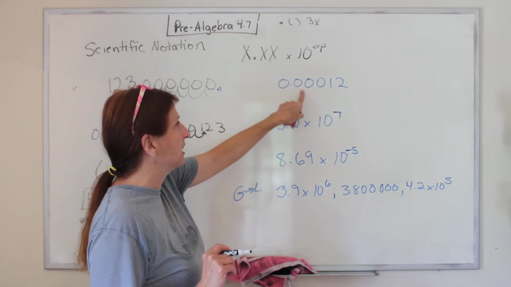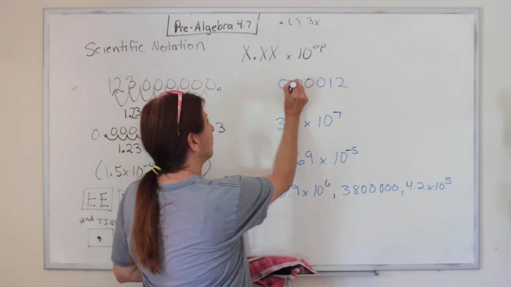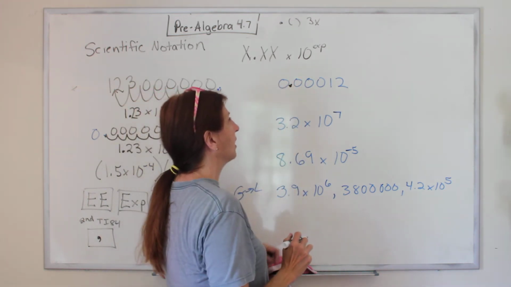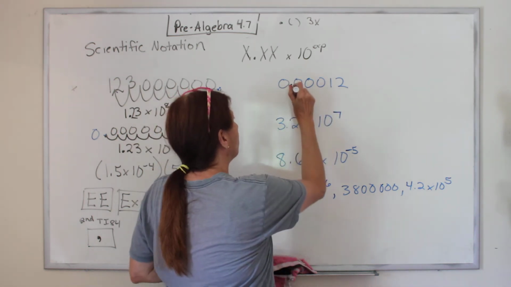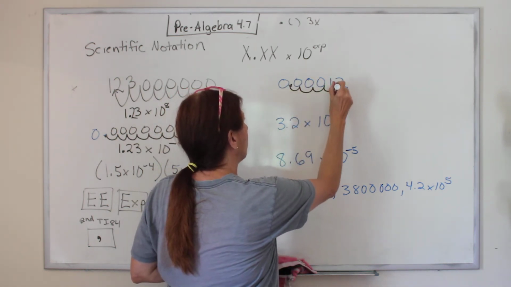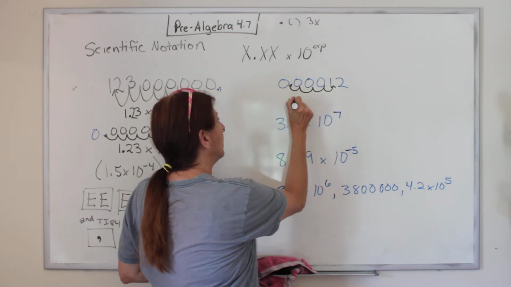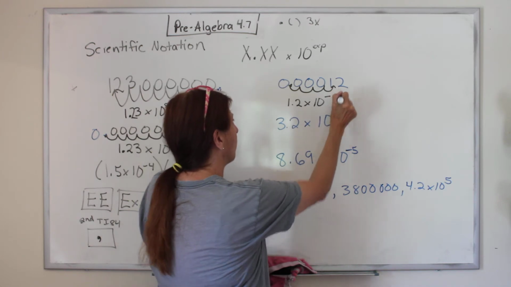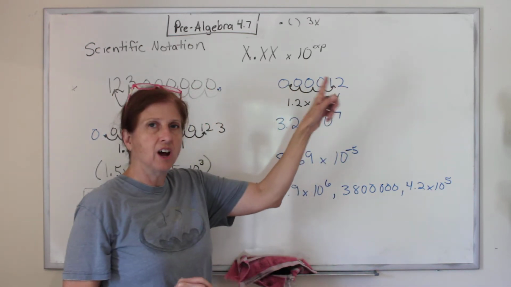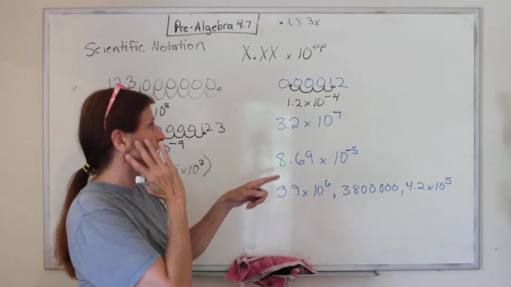Okay, so let's do this one. Here's our decimal frog. Super decimal frog. He needs to hop into his proper place behind the 1. 1, 2, 3, 4. So this is 1.2 times 10 to the negative 4th, because this number started off less than 1.